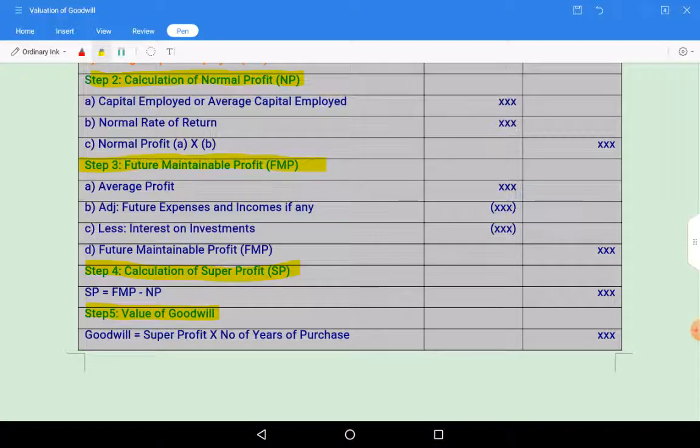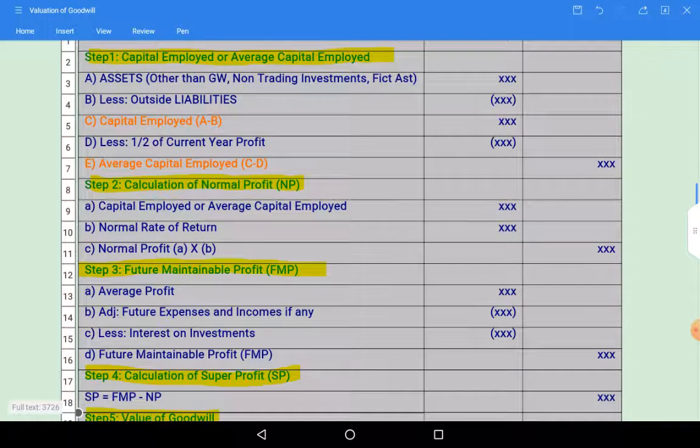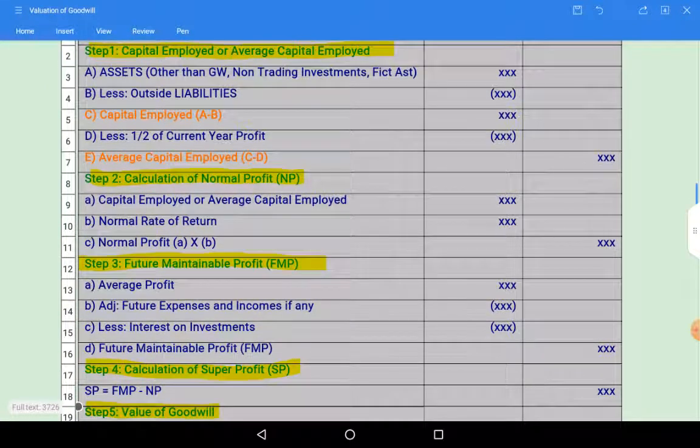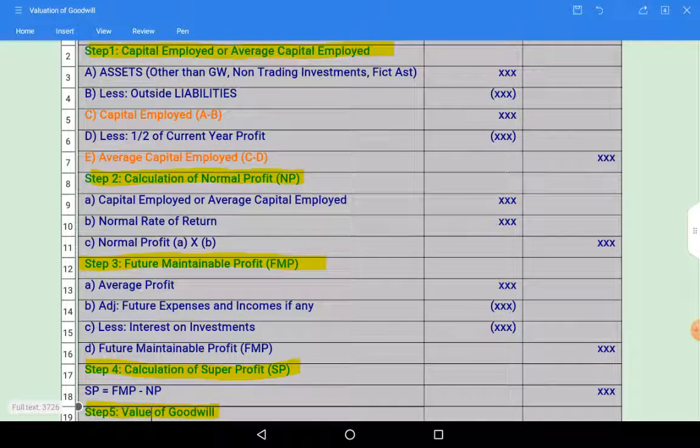Step 1 is average capital employed or capital employed, based on the question. Step 2 is calculation of normal profit. Step 3 is FMP, future maintainable profit. Step 4 is SP, super profit, and step 5 is goodwill. So let us see how capital employed will be calculated. First step, calculation of capital employed.